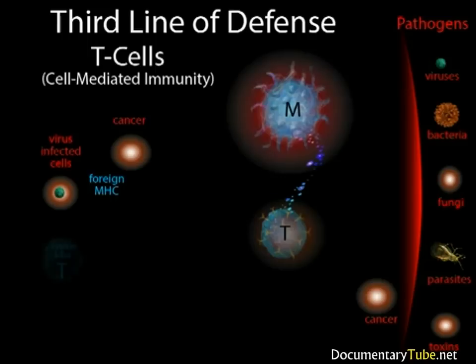Cytotoxic T cells puncture any cell in the body that is infected with viruses or is cancerous. Helper T cells connect to the macrophages via a major histocompatibility complex and greatly increase the rate of cell division of all lymphocytes, helping the defense system cope with more pathogens.